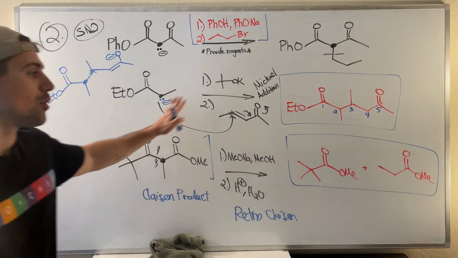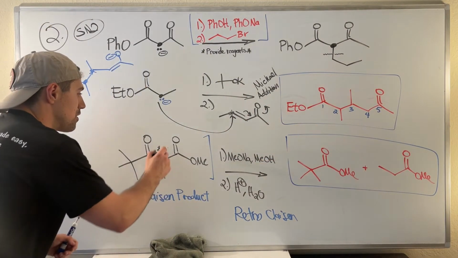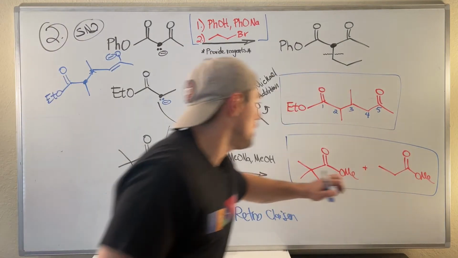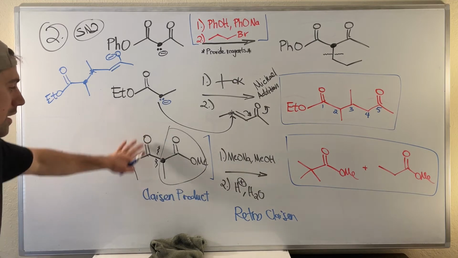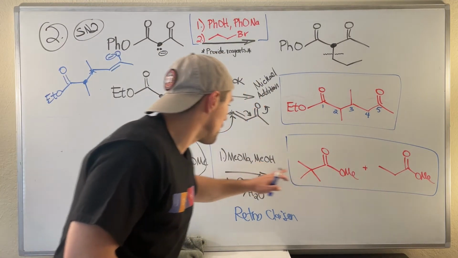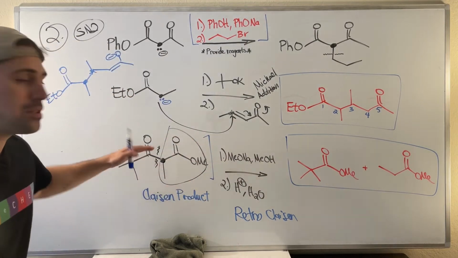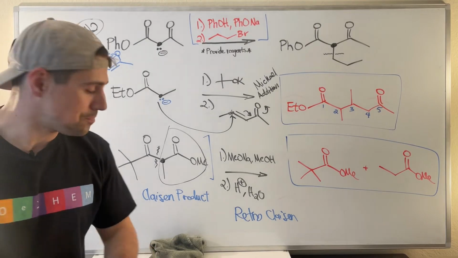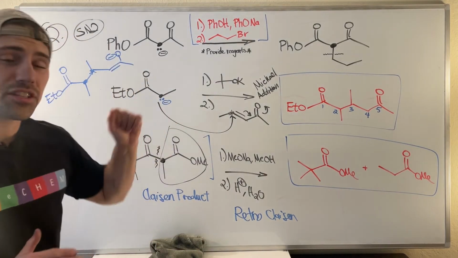So when you come back over here, we can just say this is one whole piece, which is why you see it drawn over here. And then you redraw the left, whatever part isn't represented. And then you give it the very group that will come in and do the initial attack to start the retro Claisen process. Okay, gang, that does it for problem 2.